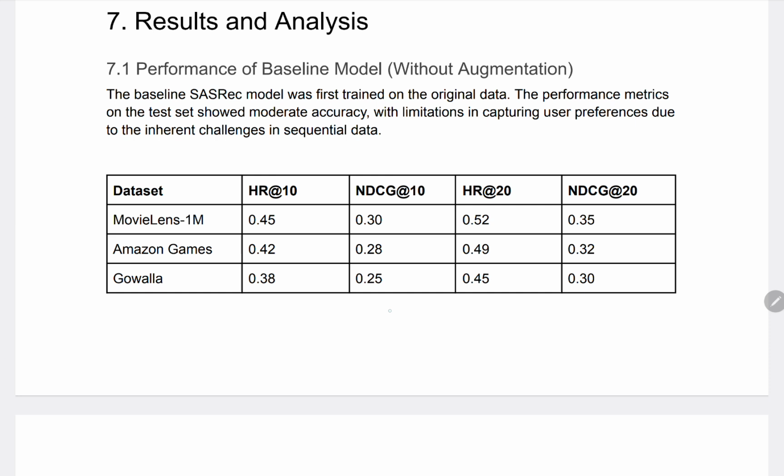These results confirm that while SASRec is effective, it struggles with challenges like sparsity and cold starts, particularly on datasets with fewer interactions or more complex patterns. Performance after data augmentation.